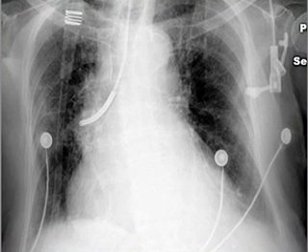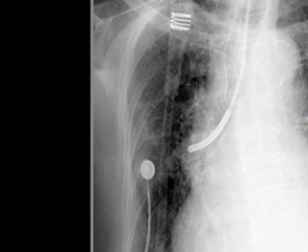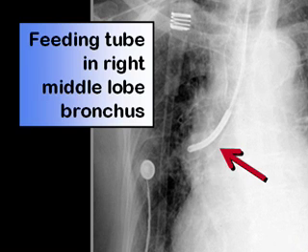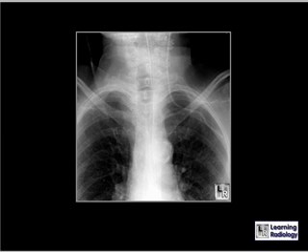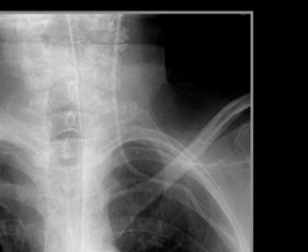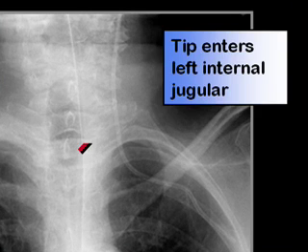What's wrong with the placement of this Dobhoff tube? Well, the feeding tube is clearly not in the esophagus, it's in the right middle lobe bronchus. Following insertion of a central venous catheter, this image was obtained. The tip of the catheter is in the left internal jugular vein rather than in the superior vena cava where it is intended to be.